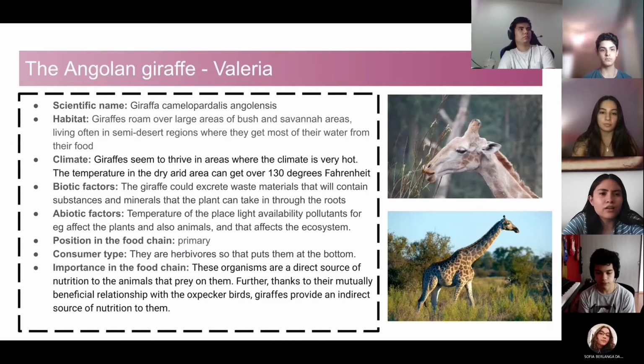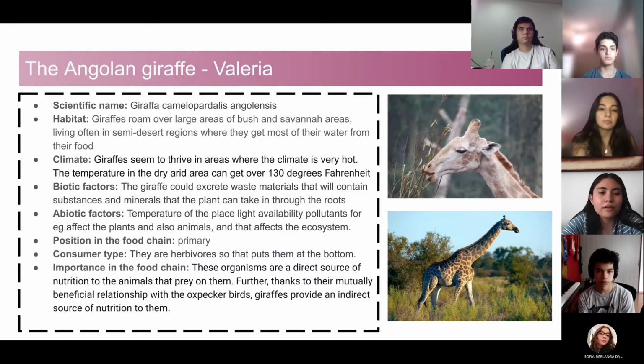The Angolan giraffe. Their scientific name is Giraffa camelopardalis angolensis. The habitat: giraffes roam over large areas of bush and savanna, living often in semi-desert regions where they get most of their water from their food. The climate: giraffes seem to thrive in areas where the climate is very hot, and the temperature in the dry area can get over 130 degrees Fahrenheit.